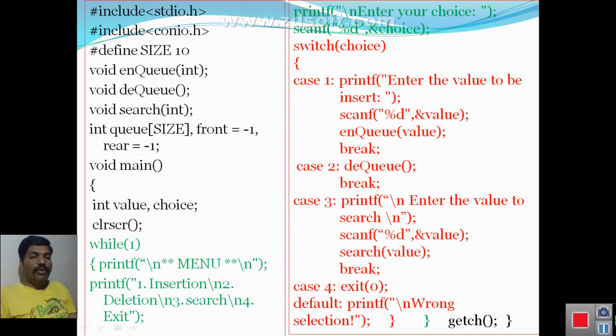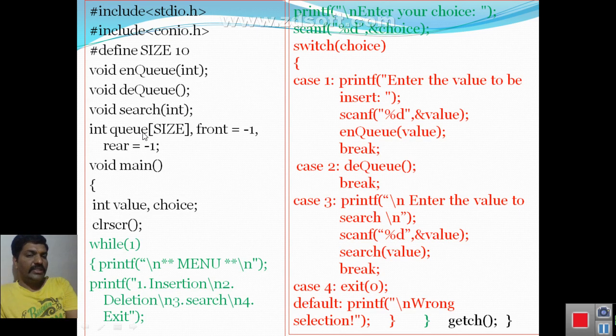Then the next one is the program. You can see stdio.h supports printf and scanf. The conio.h header file supports clear screen and getch. Then three function definitions are there, to apply operations on the queue. The first is enqueue, to insert an element into the queue data structure. The second is dequeue, deleting an element from the data structure. The third is search, to find the given element in the queue. So three function prototypes are there.